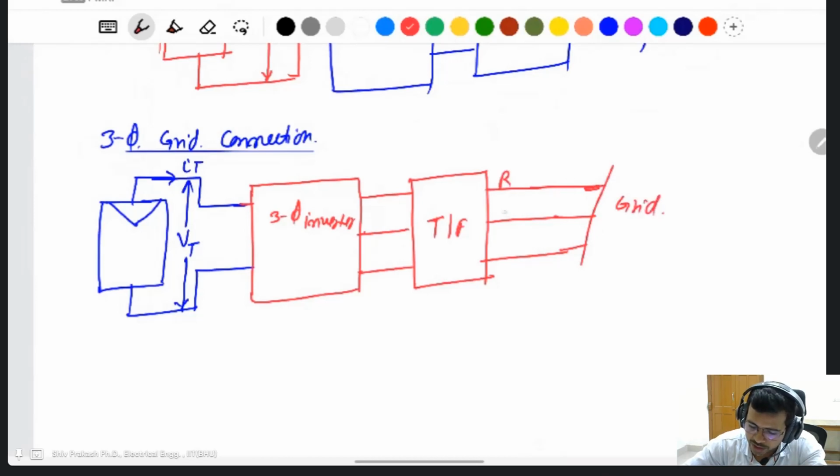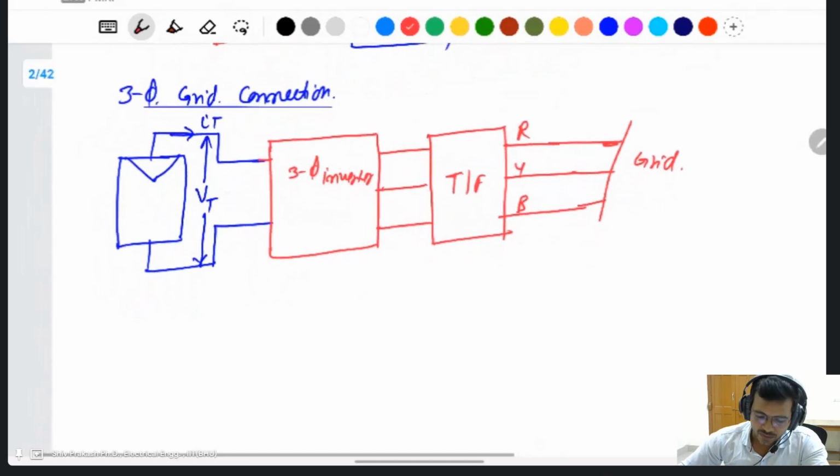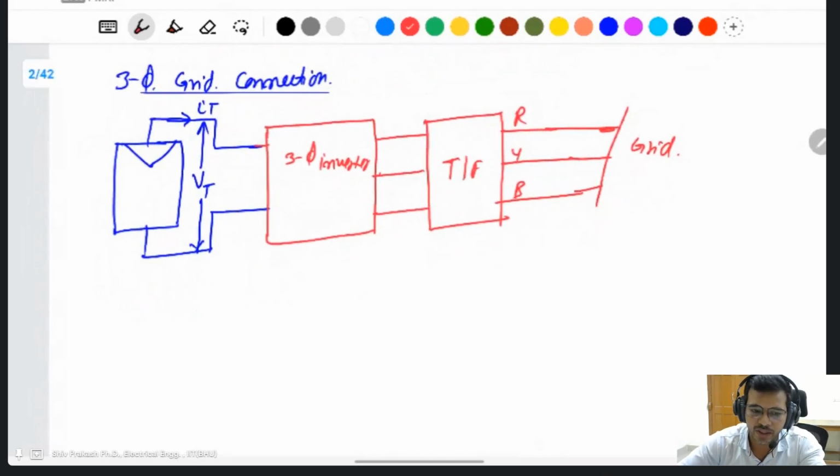I can say this is the voltage of phases R, Y, B. We can also use a filter to control the current and reduce harmonics. To control the switches of the three-phase inverter, we require a gate driver and PWM pulses.